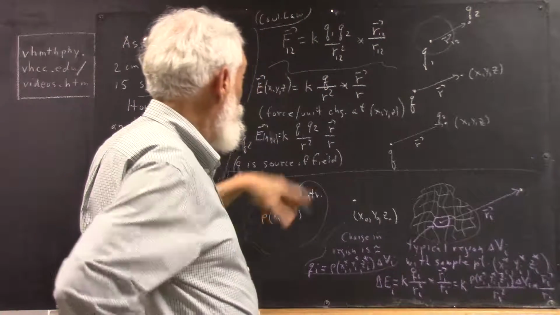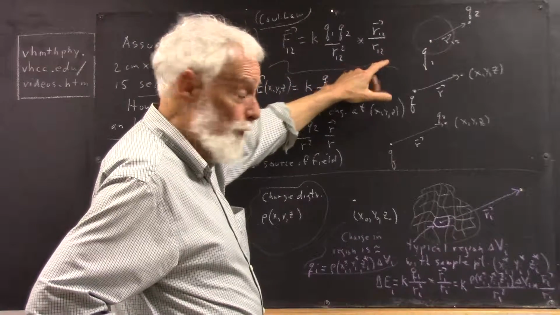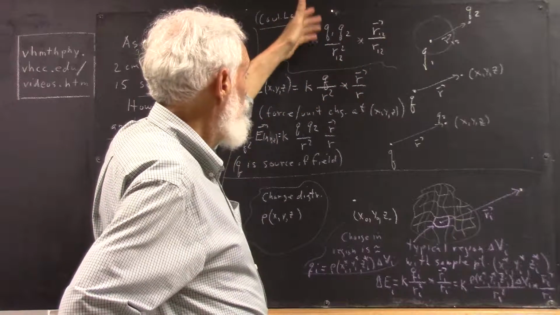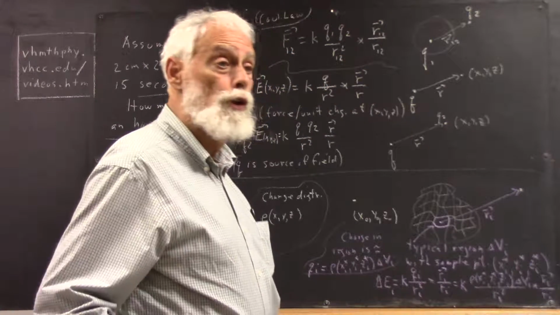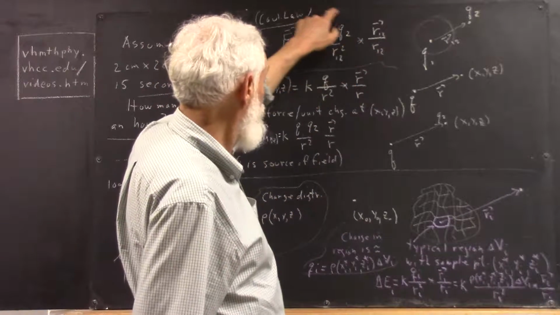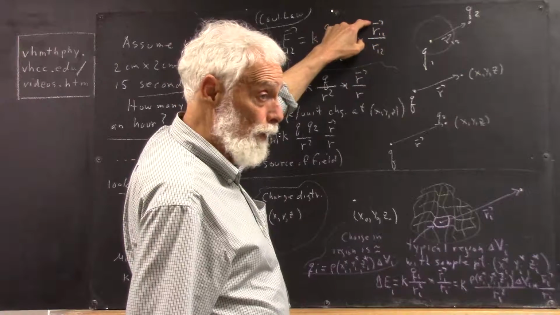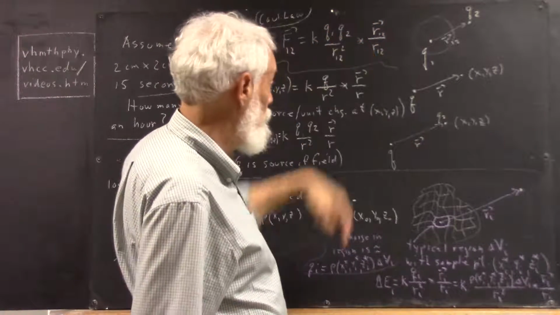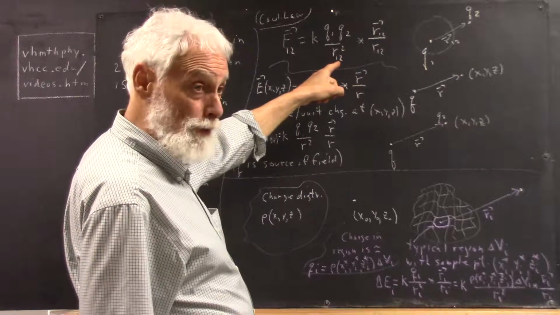Many times, of course, people will multiply this R12 by this R12 and express this as K Q1 Q2 times the R12 vector divided by R12 cubed. I want to emphasize that what we're doing is calculating the magnitude of the force and multiplying it by the unit vector R12 over magnitude of R12. So I want to write it like this. It's the way I'm almost always going to write it.